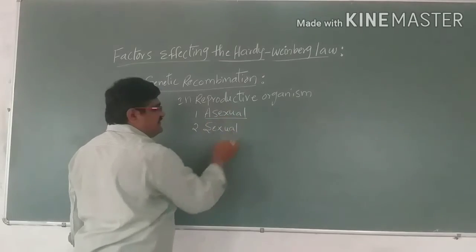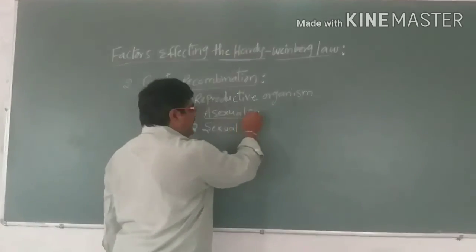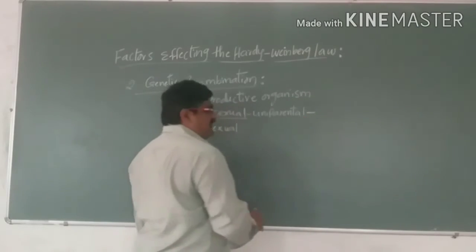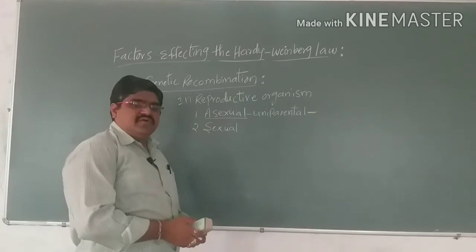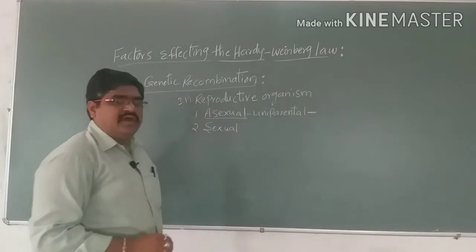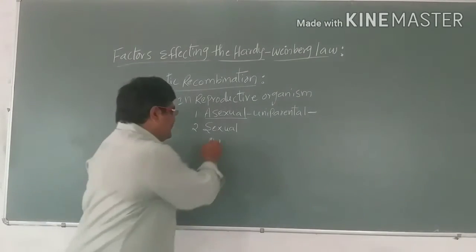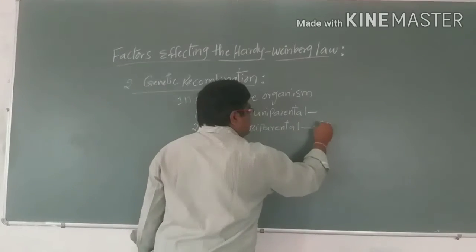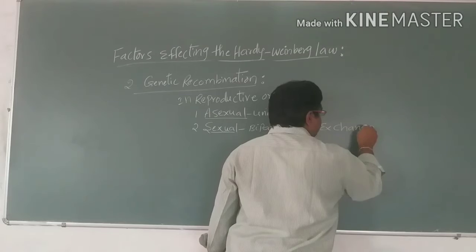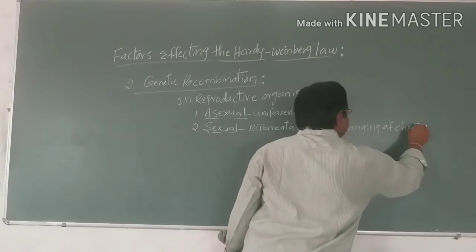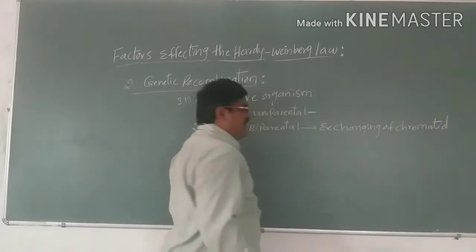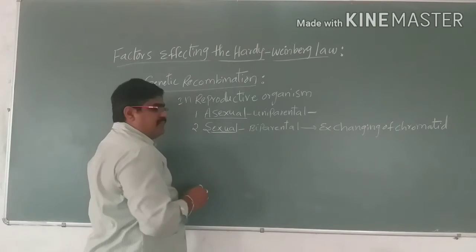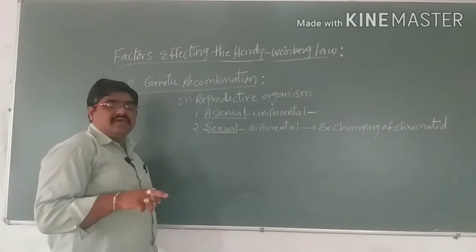Asexual reproduction is uniparental, where the genetic material is not transferred from one generation to another. So asexual reproduction does not play any important role in evolution. But sexual reproduction is biparental, where exchanging of chromatids takes place. So genetic recombination takes place here. Sexual reproduction therefore plays an important role in evolution.